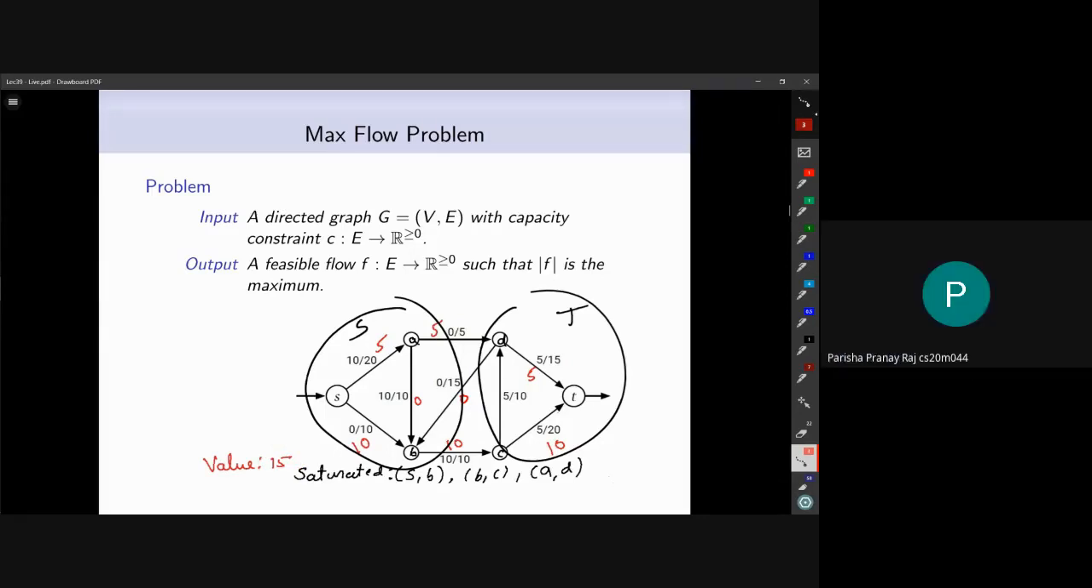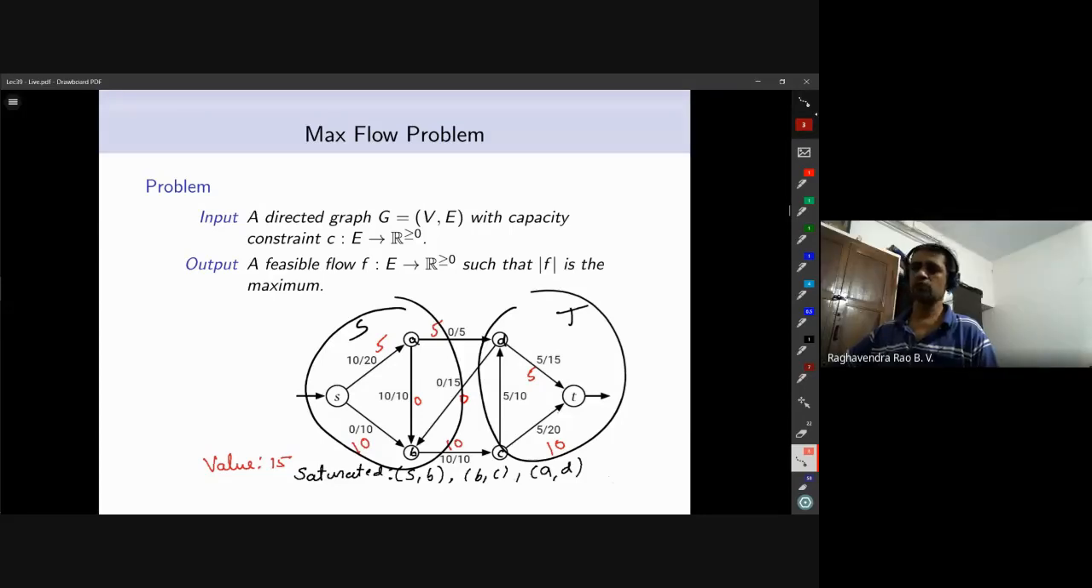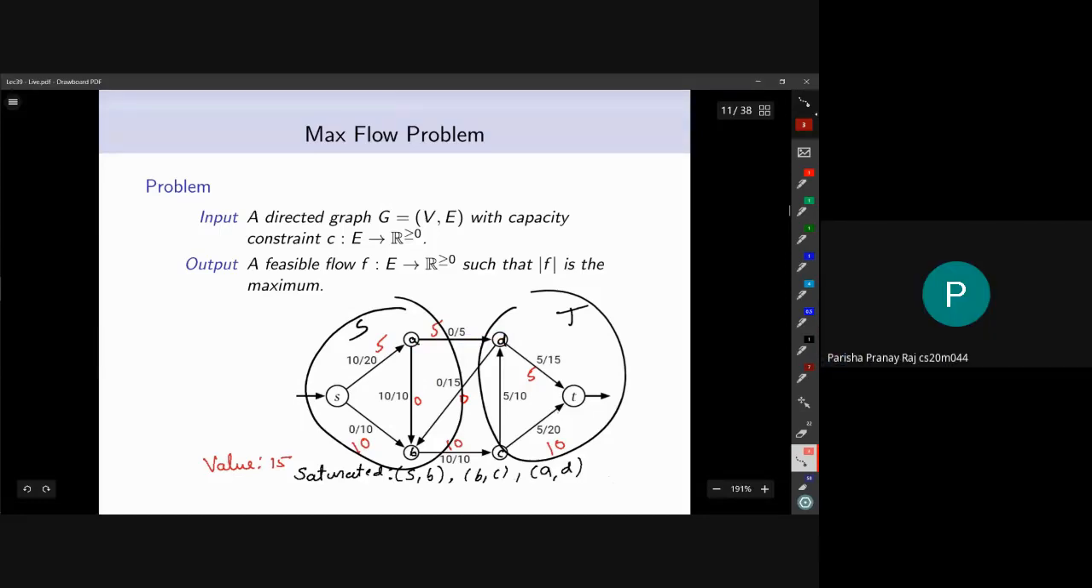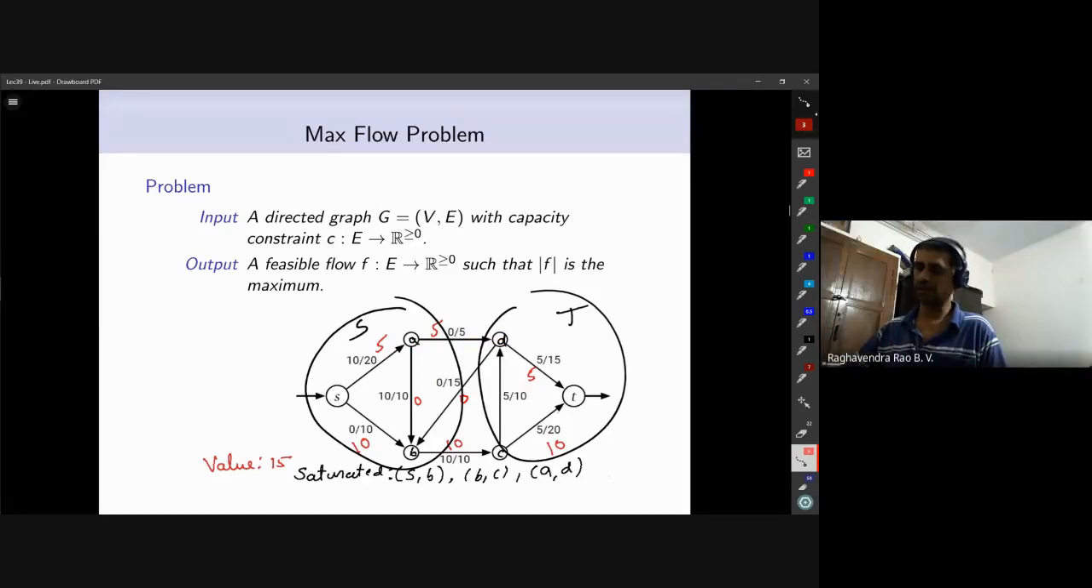Sir, how are you defining the minimum value of a cut? Are you deciding the minimum weight of the cut set? Yeah, that's what I said, right? You take the sum of all weights of edges from S to T. Okay, yeah. So I'll define it formally.